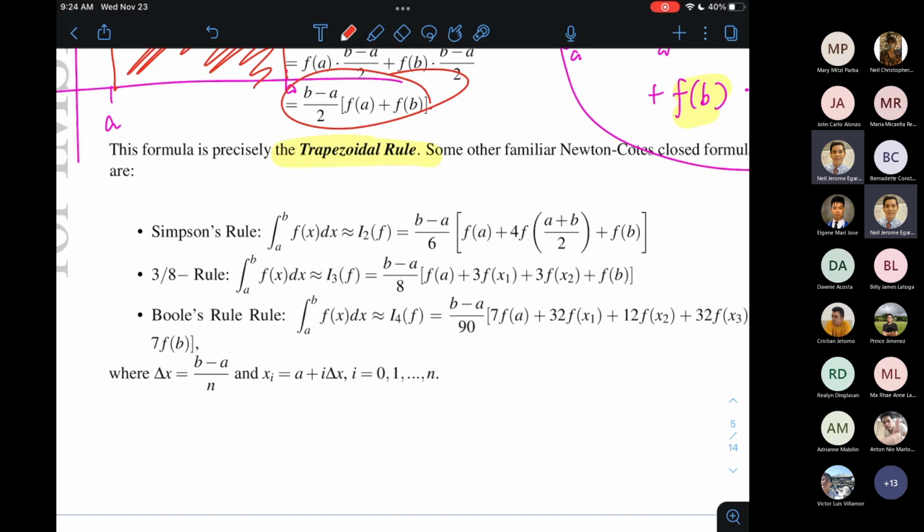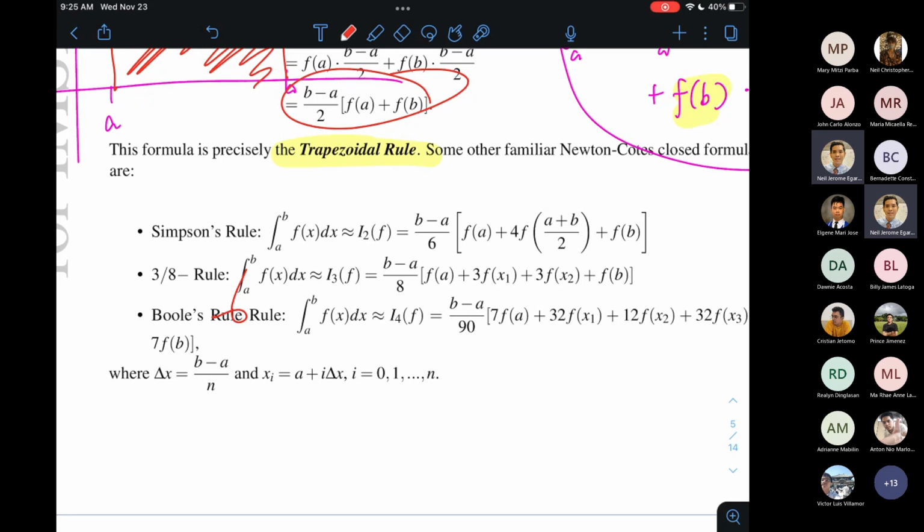Now, I will start the lecture on Friday by flashing the trapezoid, the other familiar Newton-Cotes. Actually, pina-flash ko na nga siya ngayon. Yung Simpson's 3/8 saka Boole's rule. Hindi ko pa rin na-edit. Boole's rule lang yan, hindi Boole's rule. All right. So titingnan natin yan next time. And then we'll also look at some open formulas.